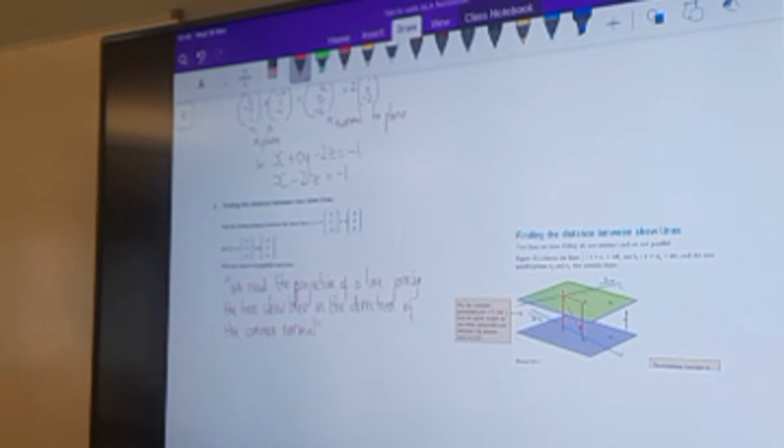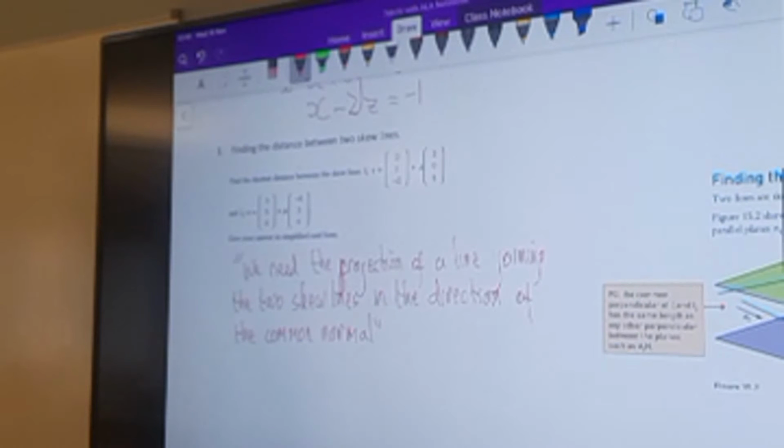So I'm going to do it as our distance. Okay, well, the line joining two skew lines, I think I can safely say is A minus B, where we'll say A, B are two random points on the lines. So that is now a vector joining two skew lines, and I want the projection of that in the direction of the common normal.